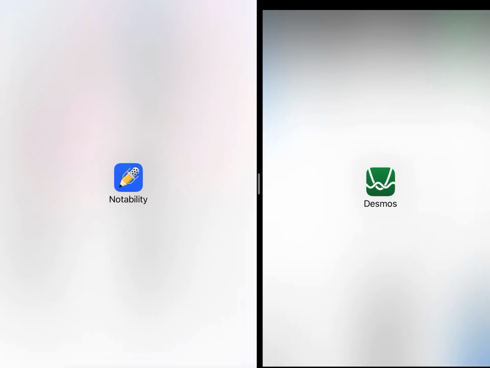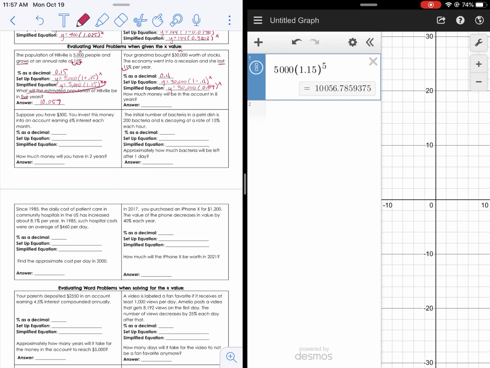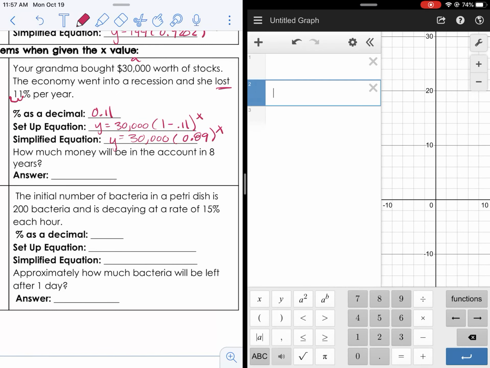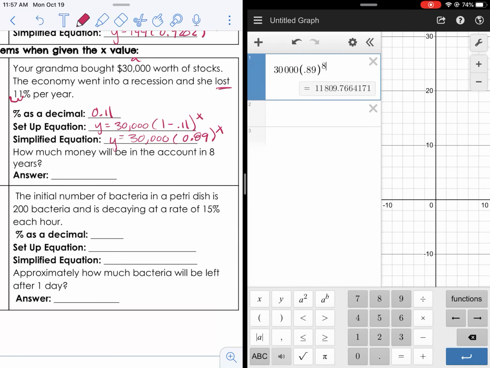And then it says how much money will be in the account in 8 years. Well, let's type that into Desmos. We're going to plug in 8 for x. So we're going to say 30,000 times 0.89 raised to the 8th power, because 8 is our x value. And so after 8 years, she's going to have about $11,809.77. So she lost quite a bit of money there.